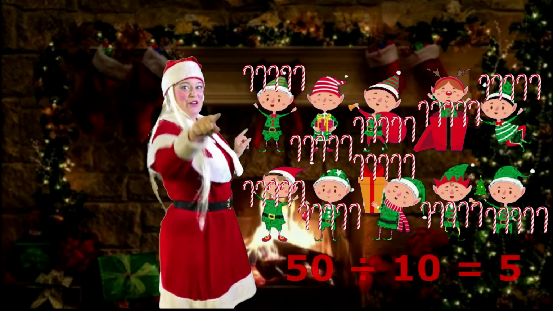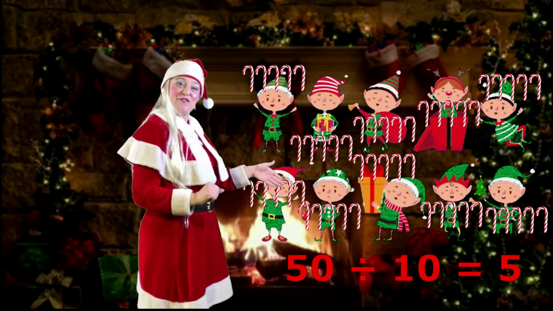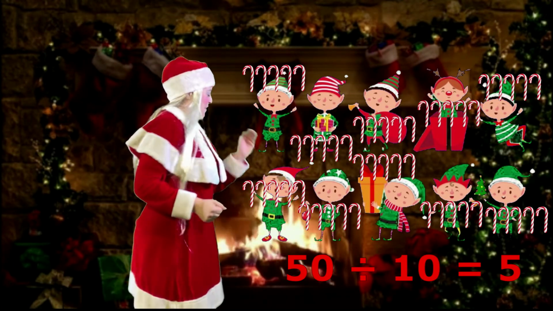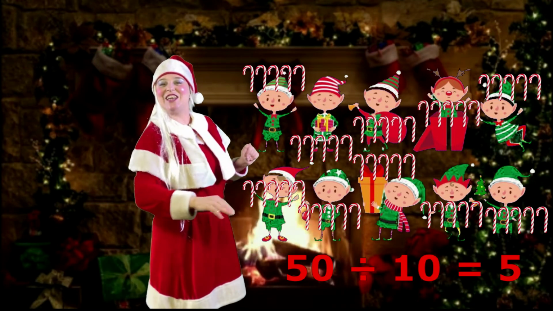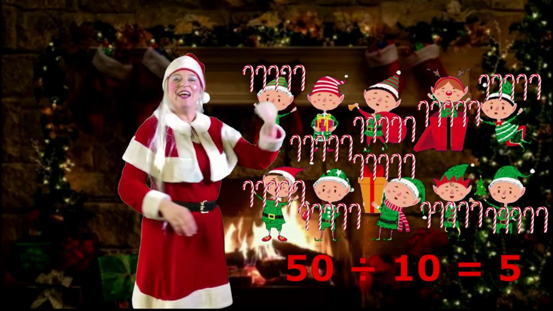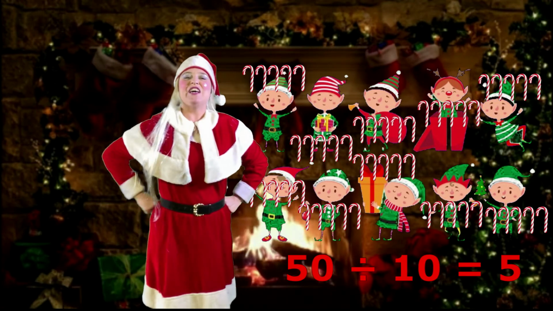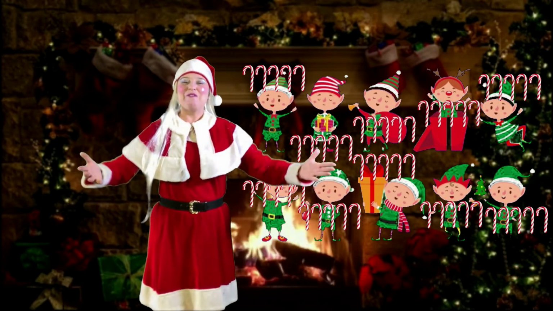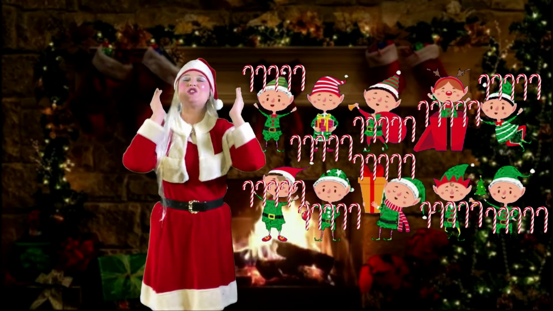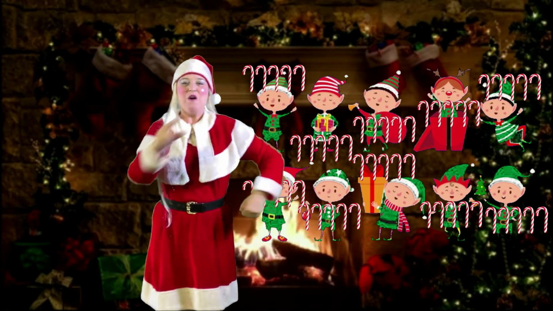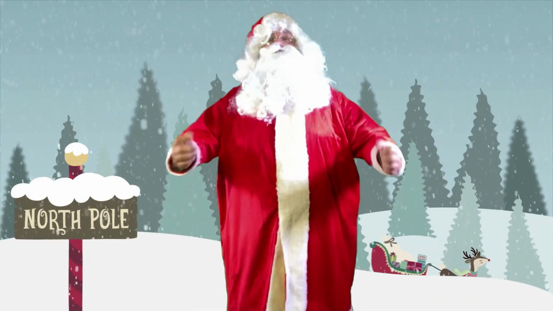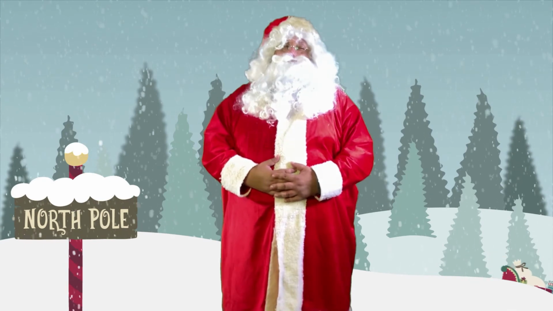So the sum that you wrote was 50 divided by 10 is 5. 50 sweets shared between 10 elves gives them 5 sweets each. How fantastic! You guys are so clever. Very well done. Keep going this way. You've got this.